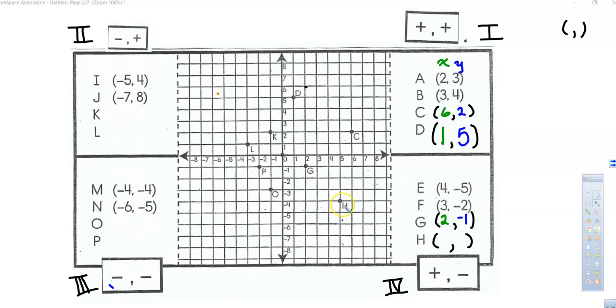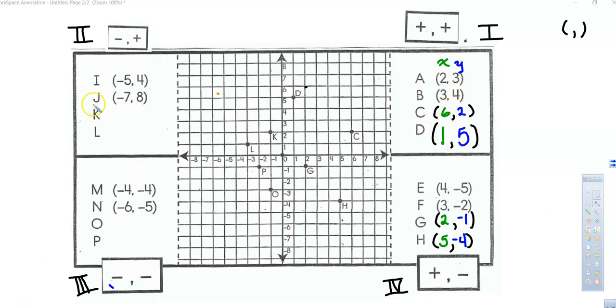Tell me the ordered pair for H. What is the X value? What is the Y value? To get to point H, how far do we have to go to the right? And then how far do we have to go down? Hopefully you paused the video and you realized it was (5, -4). So in this fourth quadrant, all these points had a positive X value and a negative Y value. In the first quadrant, they always have a positive X value and a positive Y value.